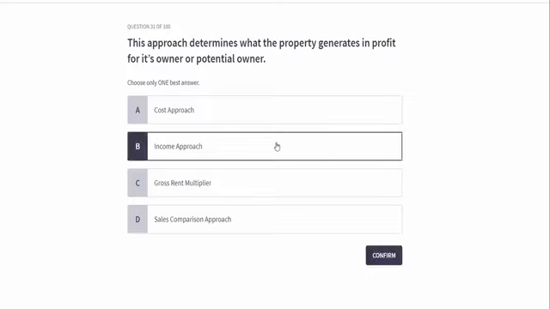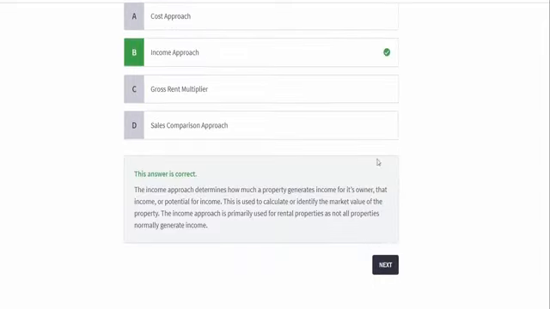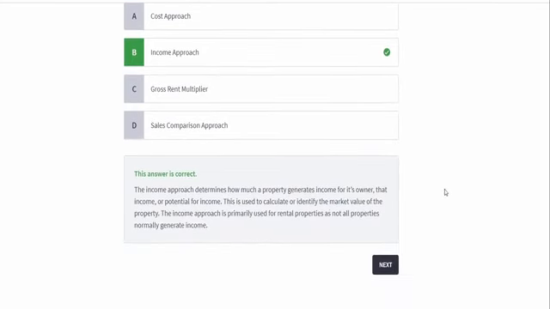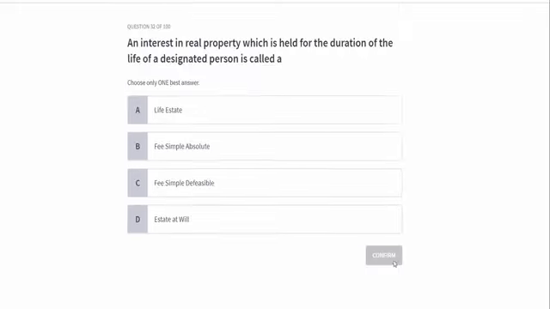It's going to be the income approach. That's right, it is the income approach. And why is that? Well, it pretty much gives it in the definition here. The income approach determines how much income a property generates for its owner, or its potential for income. And again, this is used to calculate or identify the market value of the property. The income approach is primarily used for rental properties, as not all properties normally generate income. Makes sense, right? All right, next one, 32.